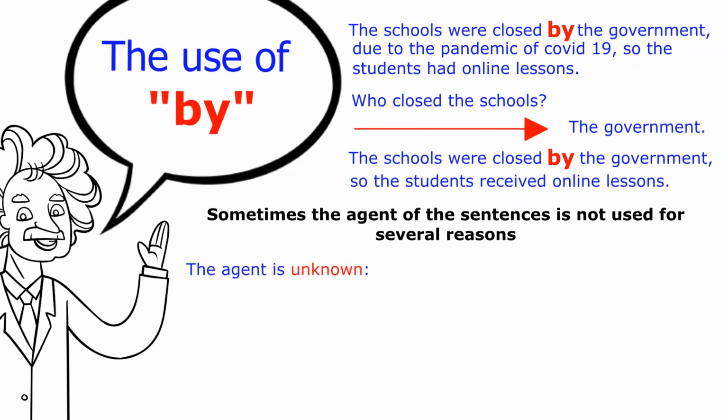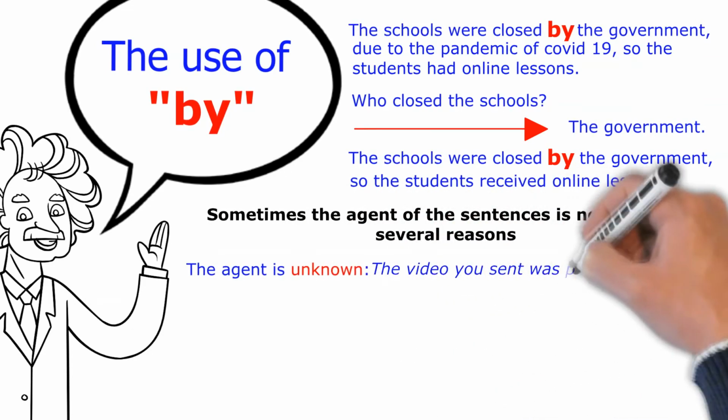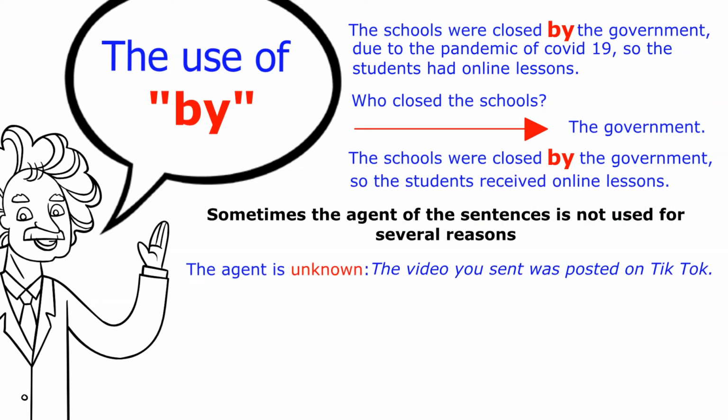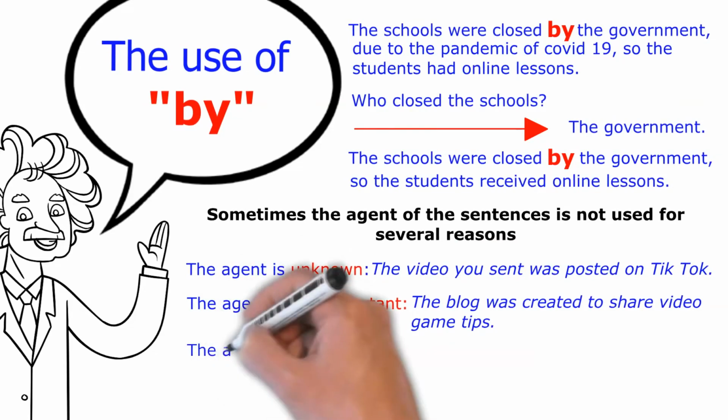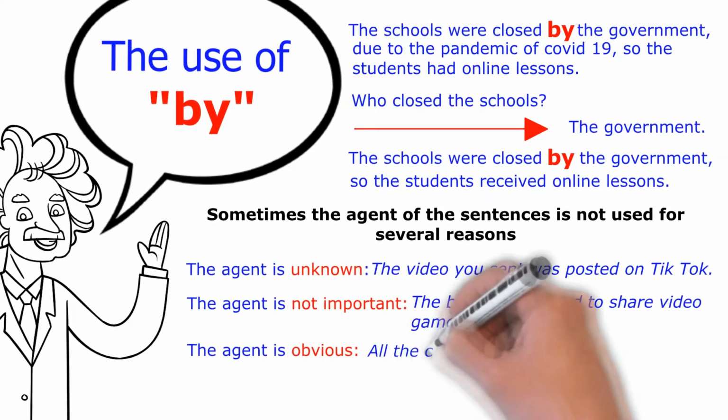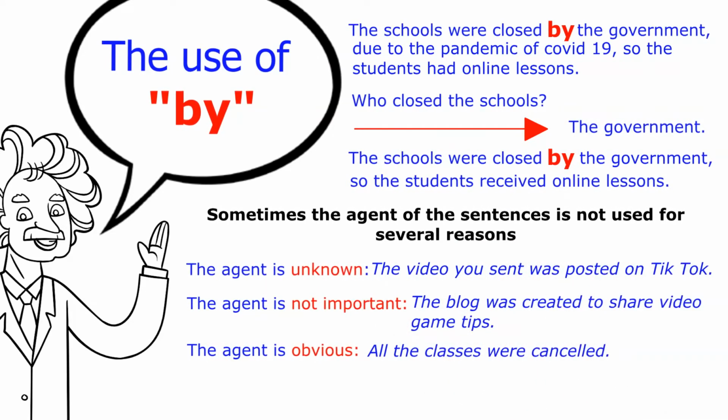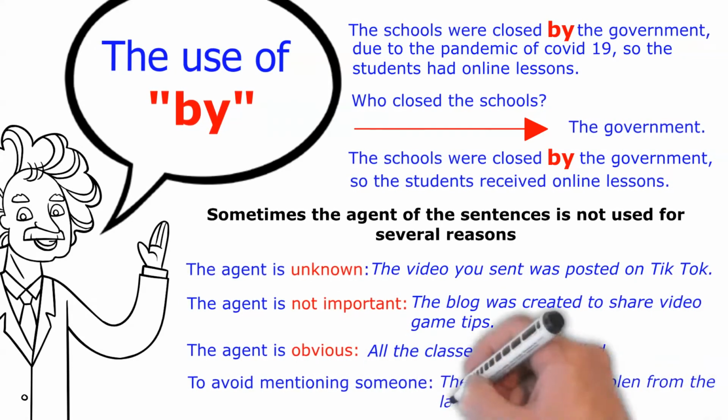The agent is unknown. The video you sent was posted on TikTok. The agent is not important. The blog was created to share video game tips. The agent is obvious. All the classes were canceled. To avoid mentioning someone. The computer was stolen from the lab.